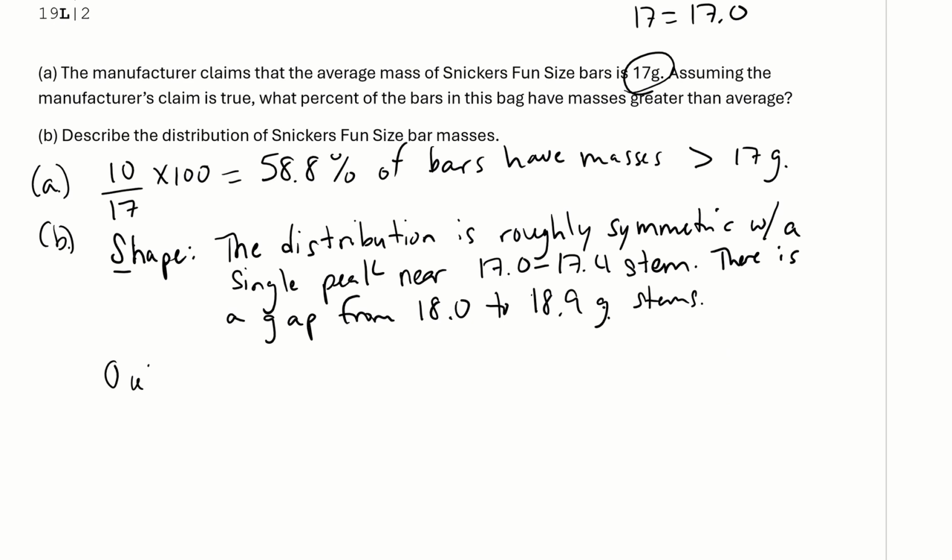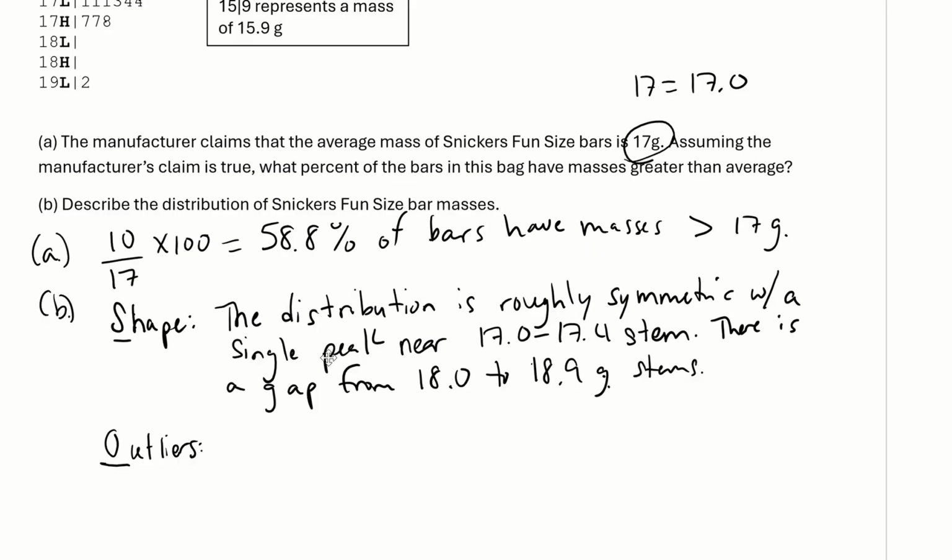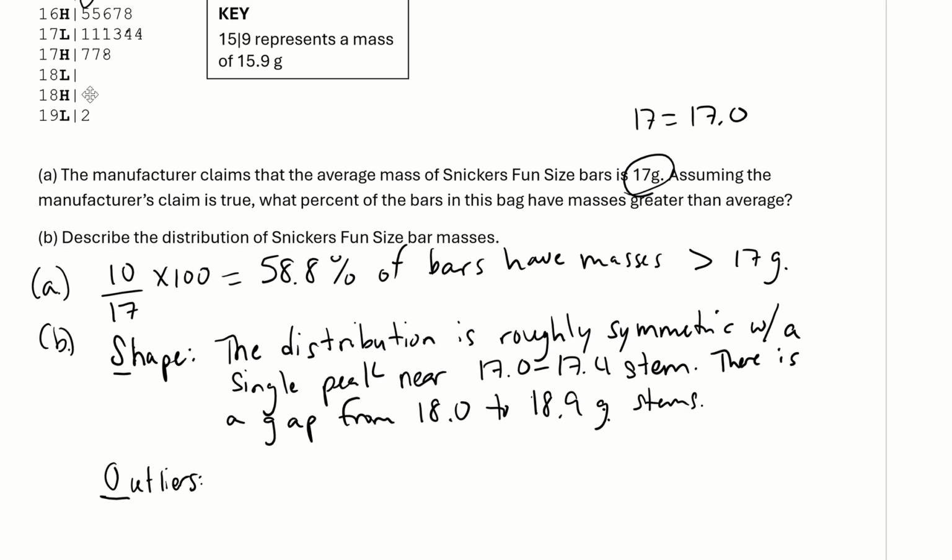Now we got to talk about the outliers, if there's any. That's the O in SOCS. So here it looks like the 19.2 appears to be an outlier. So I say that because there's a gap here. There's this gap, and then you got this outlier. Okay, so 19.2 grams appears to be an outlier.